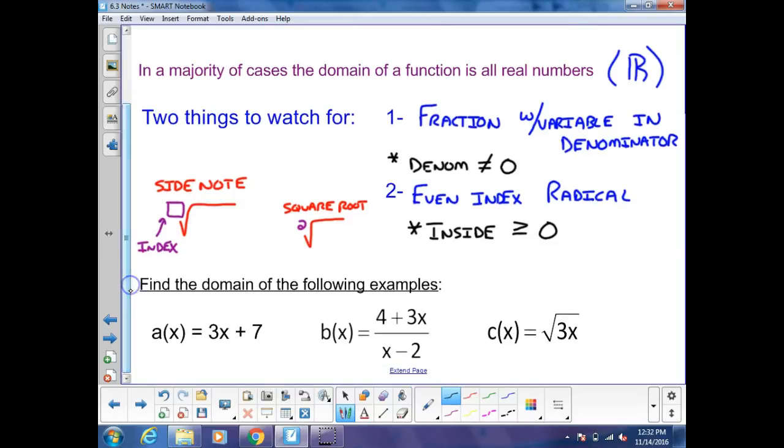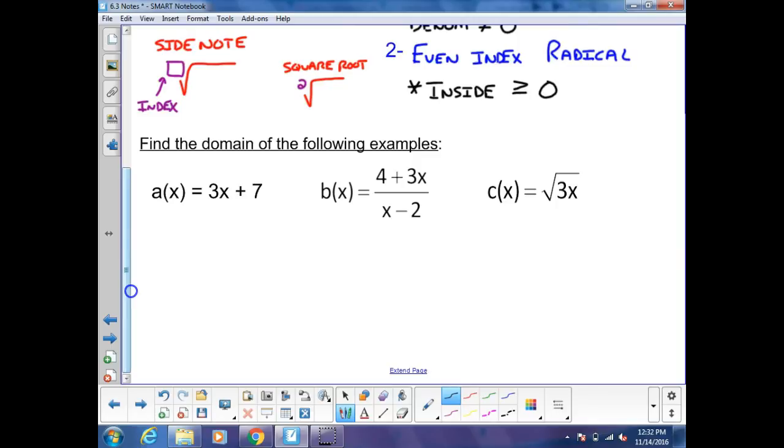So I've got three functions here, a, b, and c, all of x. First question you ask yourself, in function a, is there a fraction with a variable in the basement? No, not even a fraction. Second question you have to ask yourself, is there a radical that has an even index? No, not in this case. So the answer was no to both of those cases. So the domain here of A is all real numbers.